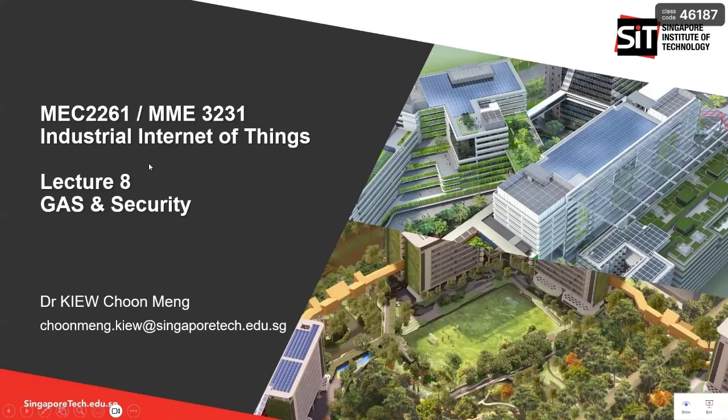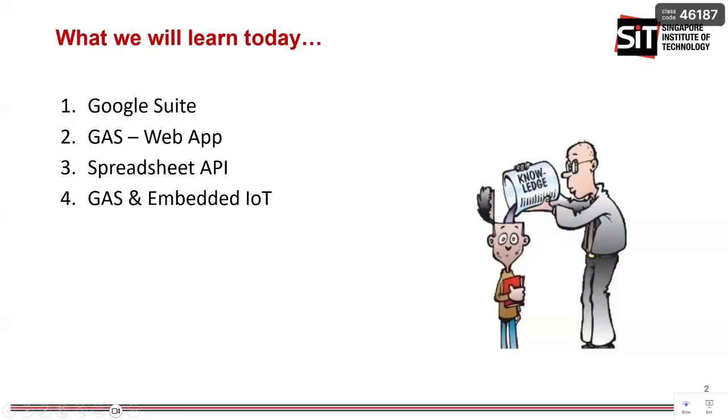We have covered GAS last week. Just to do a quick recap, I'll share with you what Google Suite is all about, how we can then do automation using Google Apps Script. But we don't want a standalone app. We have learned how to extend to a web app. And by having it as a web app, we can now connect through the internet to trigger the web application.